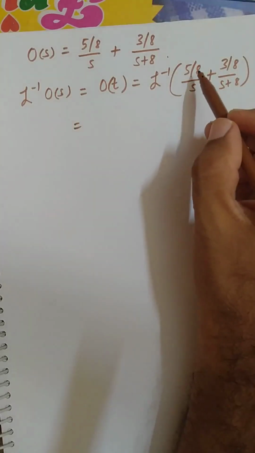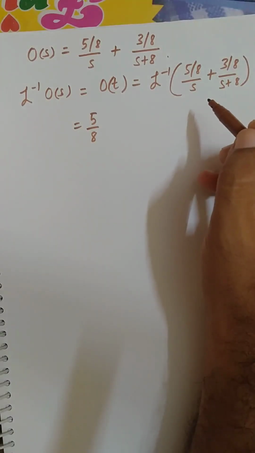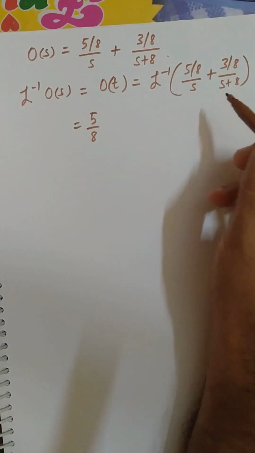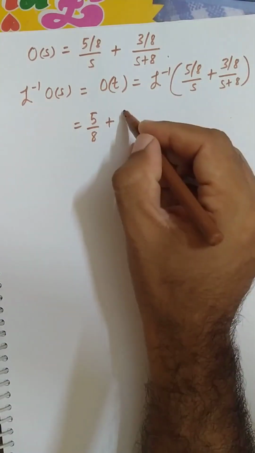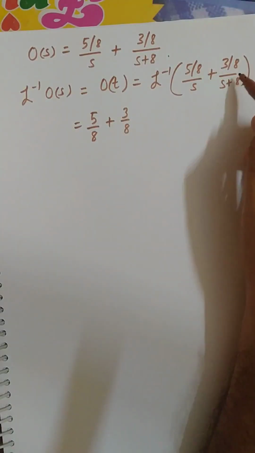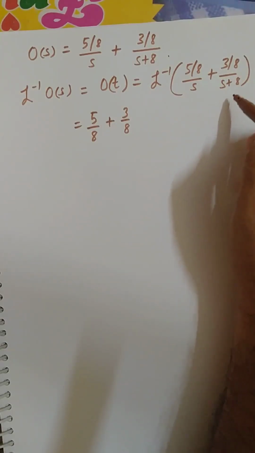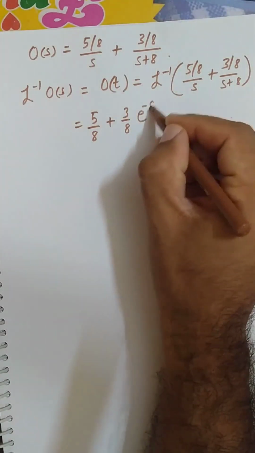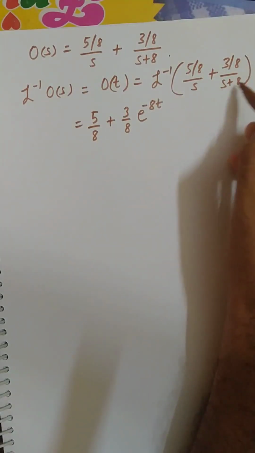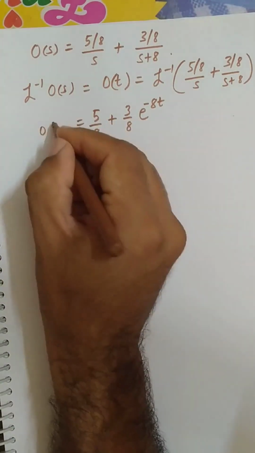And this is equal to, so 5 by 8 is a constant, so it will just come out like this. What is inverse Laplace of 1 by s? Well, inverse Laplace of 1 by s is the unit step function, so that is just 1. Plus again 3 by 8 is a constant, so it will come out, 1 upon s plus 8. So 1 upon s plus 8, I'll use the property that s has been replaced by s plus 8. So I'll take out e to the power minus 8t. Then I can treat it as 1 by s, and again 1 by s is the unit step function. So this will be my c(t).